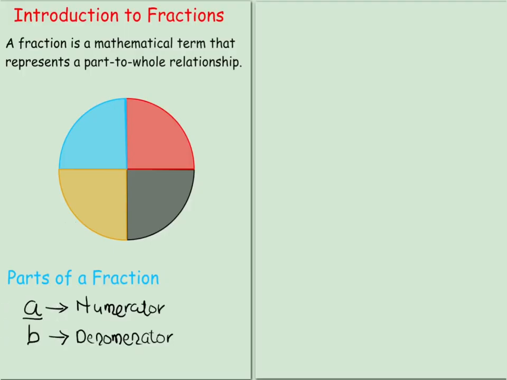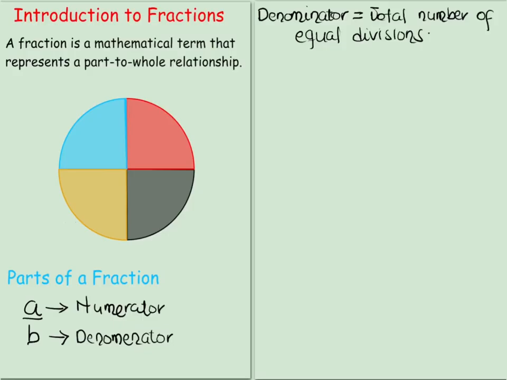Let's first consider the denominator. The denominator, which is at the bottom, is usually the number of equal divisions of the whole. If we take this example and express it as a fraction, looking at the number of equal divisions, we have 1, 2, 3, and then 4. It simply means we are going to get 4 as our denominator.